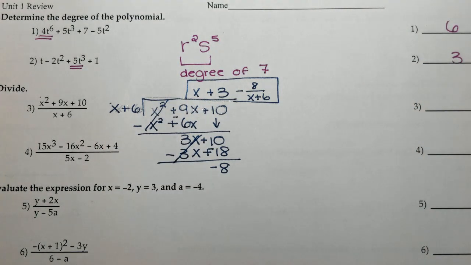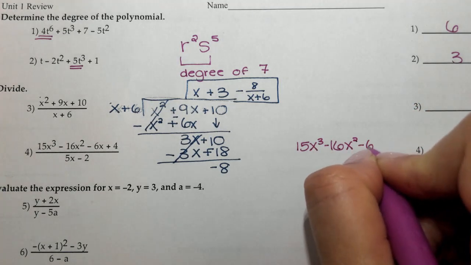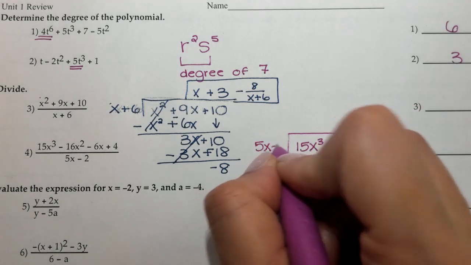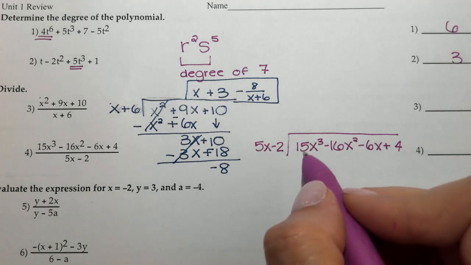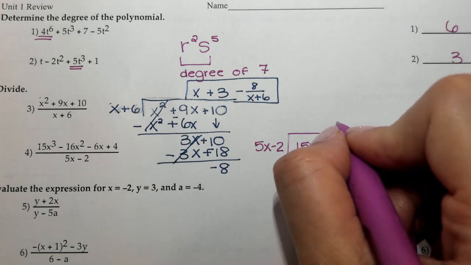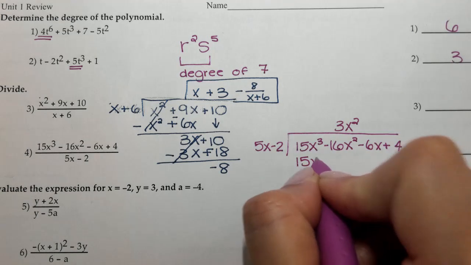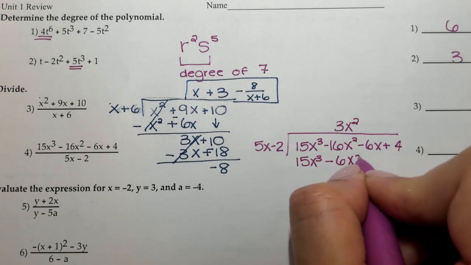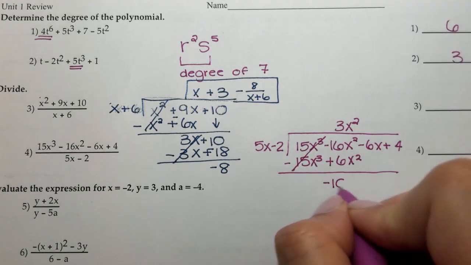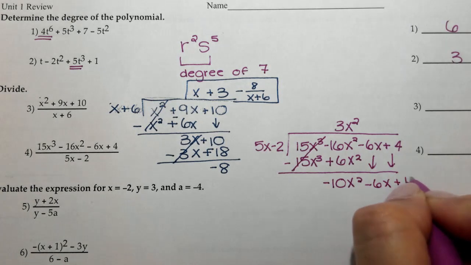For this next one, we have 15x to the third minus 16x squared minus 6x plus 4 divided by 5x minus 2. So again, you're taking this first term divided by this first term. 15 divided by 5 is a 3, and then x squared. You distribute this back, and that gives you 15x to the third minus 6x squared. Change your signs to subtract. This is gone. This gives you a negative 10x squared. Bring down these two terms, so minus 6x plus 4.